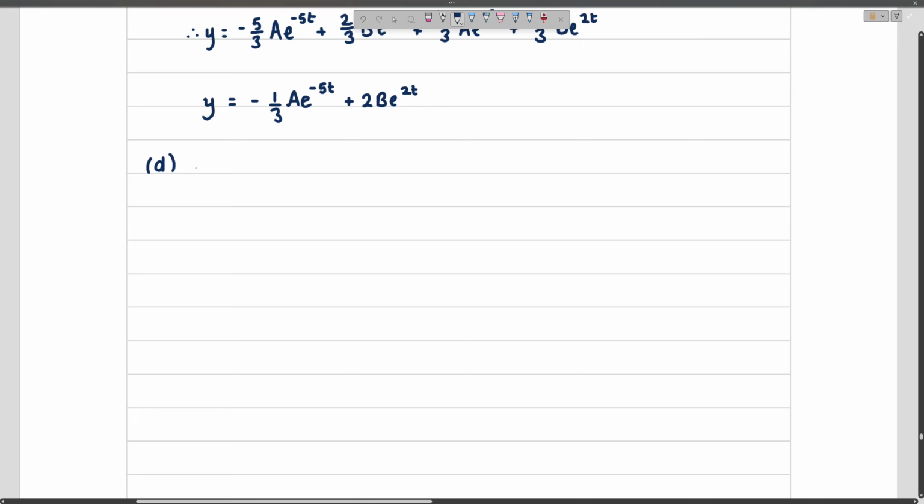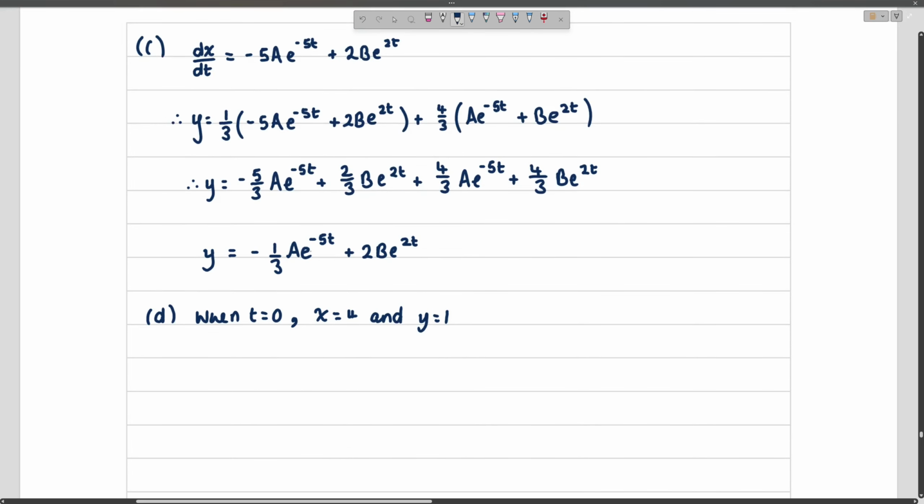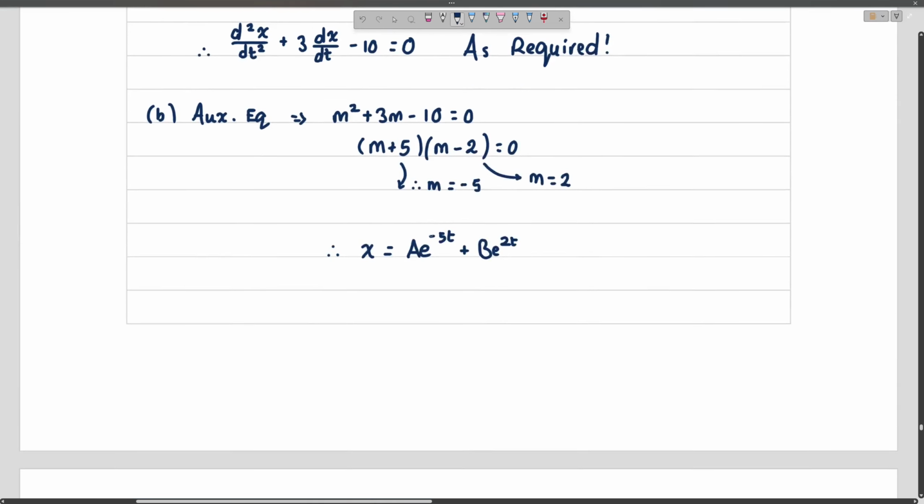So what we're saying here is when T equals 0, X is equal to 4 and Y is equal to 1. So what I can do here is actually form simultaneous equations, right? By using our general solutions here.